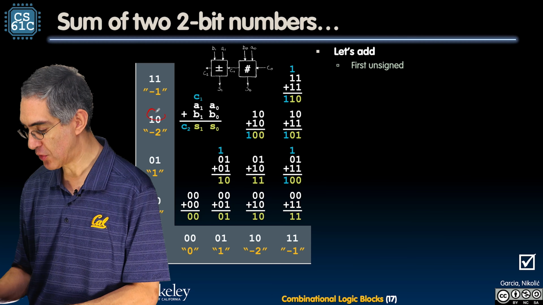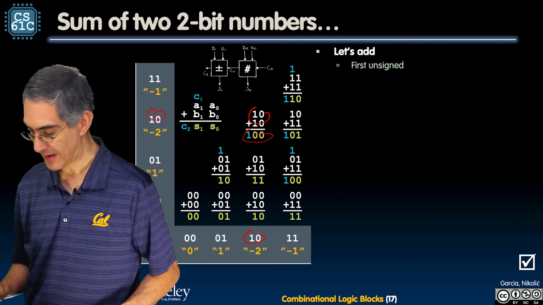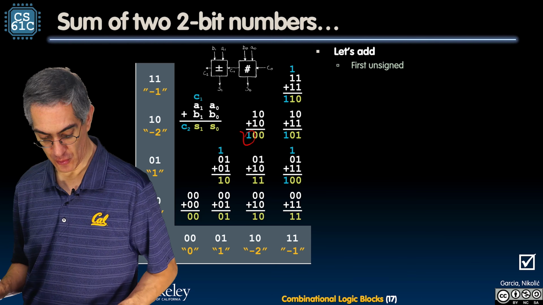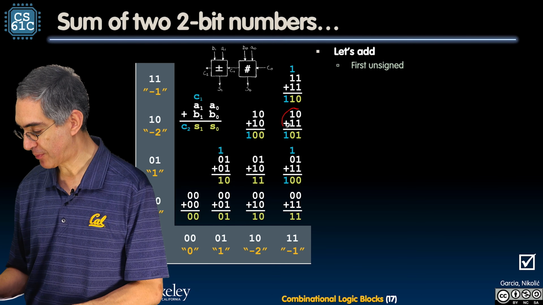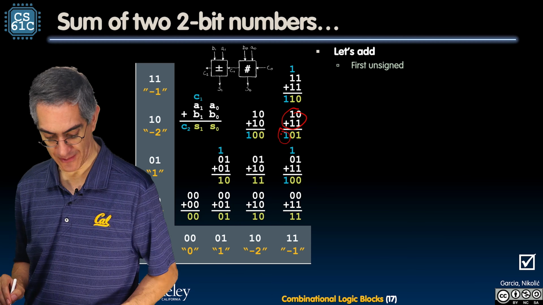How about 2, still unsigned, 2 plus 2. 2 plus 2 is 4. That only had a carry out, or a C2. How about 2 plus 3? That's 5, right? So this is 5, and again, I only had a carry out there.